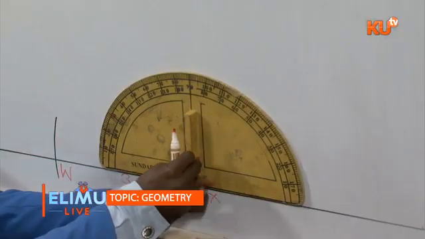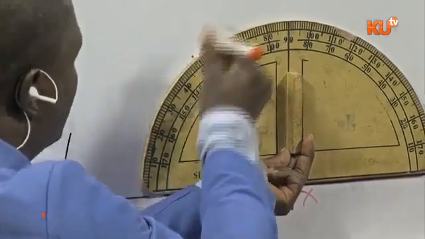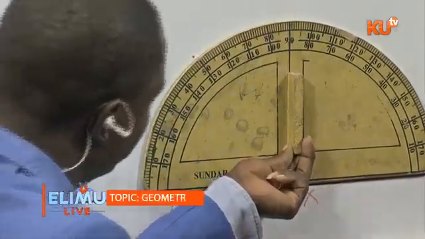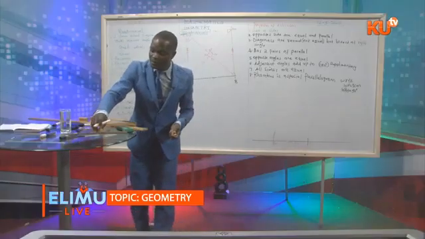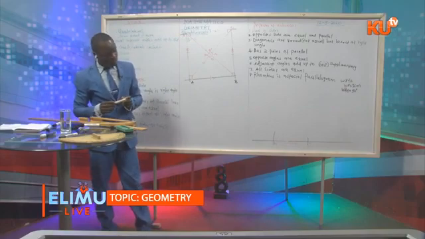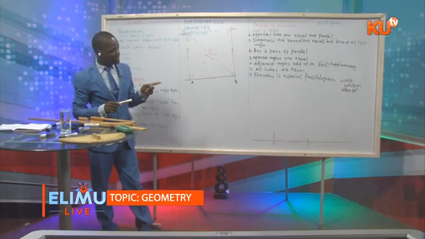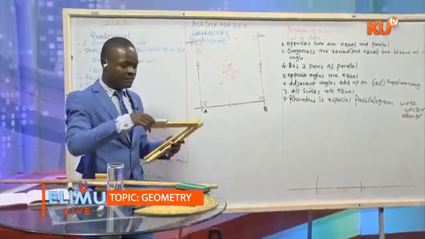So we measure 50 degrees. 50 degrees is here, so you put a dot, like I've just put mine. Then you remove your protractor. Where the dot is does not mean that the line is going to end there. What you need to do, again, is to measure the 3 centimeters.